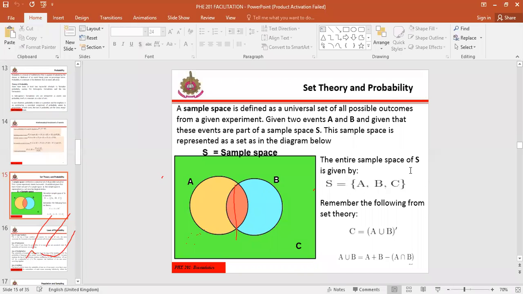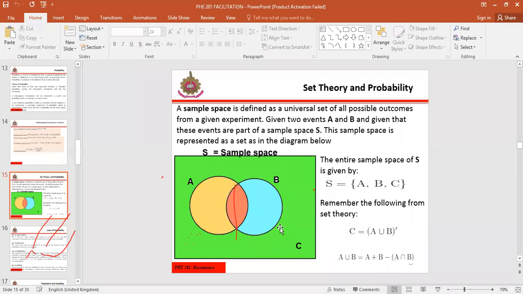But you have to remember that if you want to get C, that is, you want to subtract A and B from the whole, then C is equal to the complement of A union B. Now, A and B are the two events happening within the sample space. If you match A and B together, that's the meaning of A union B, and C is the rest. That is the implication.